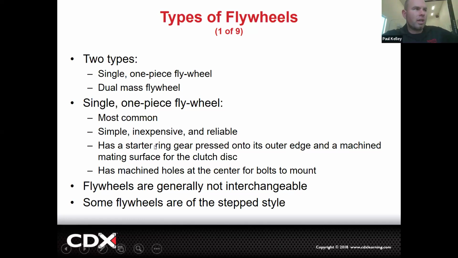Also on all these, it has a starter ring gear pressed onto the outer edge. Sometimes they're machined, sometimes they're welded. I did see at one point, it's actually a friend's, we'll call it an S10. I think it was a GMC Sonoma, but whatever, it's old school junk. And he had a clutch and it was slipping and he kept driving it slipping, and then eventually he replaced the clutch. But after he replaced it, it was a no crank, no start.